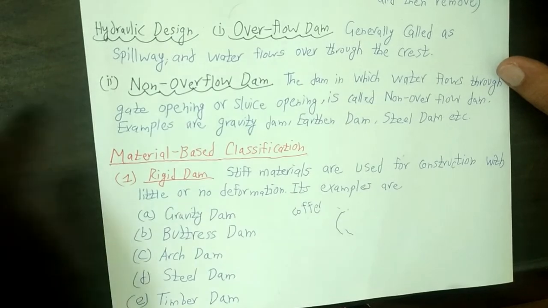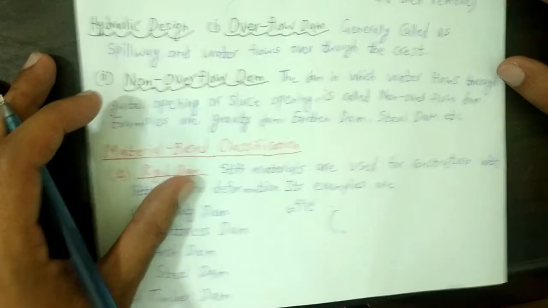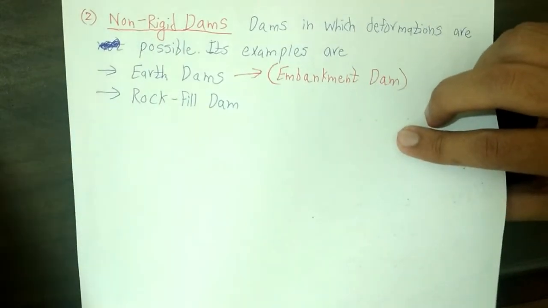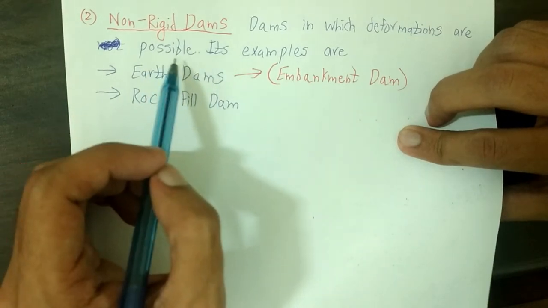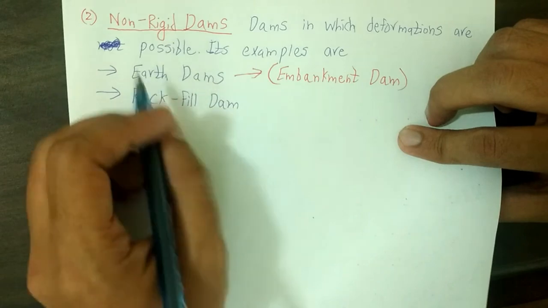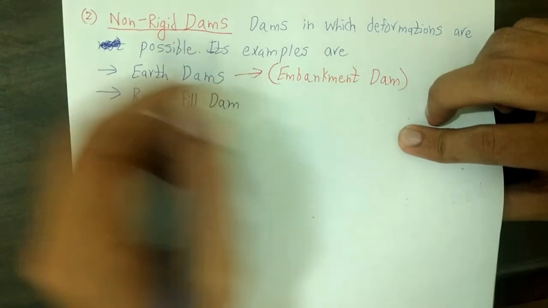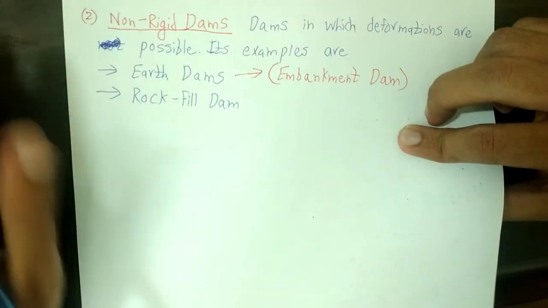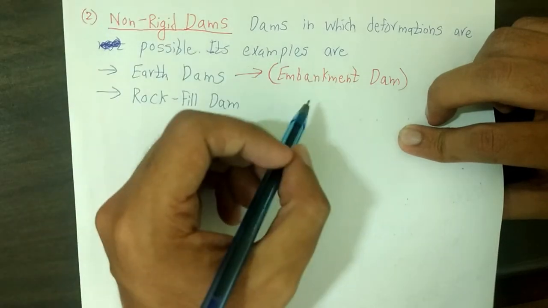A rigid dam is a dam constructed of stiff materials with little or no deformation. Next we talk about non-rigid dams. Simply, it is the opposite of rigid dams: dams in which some deformations can exist inside the structure after construction are known as non-rigid dams. Its examples are earth dams and rock fill dams. We can also call the earth dam an embankment dam. It is constructed from different compacted layers of earth, and is also known as the embankment dam.